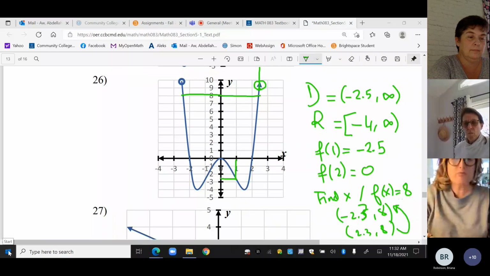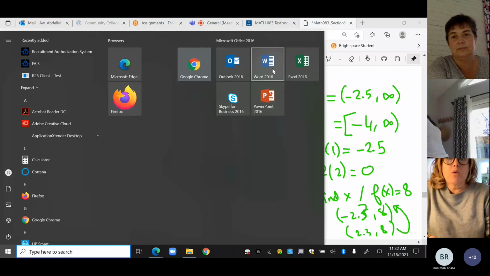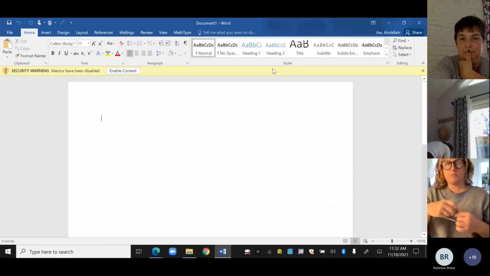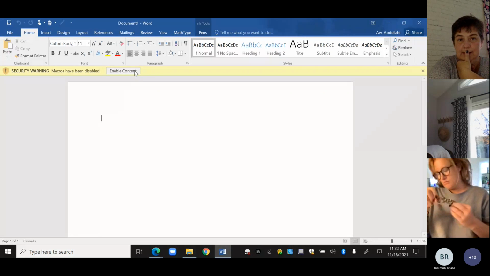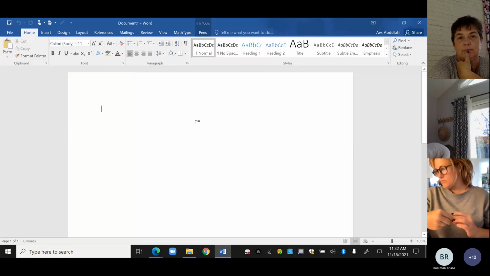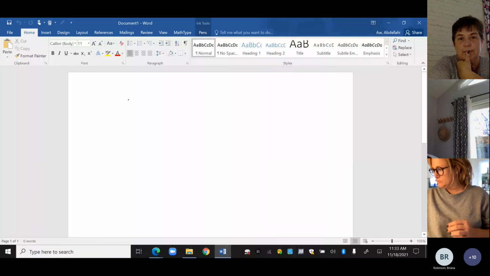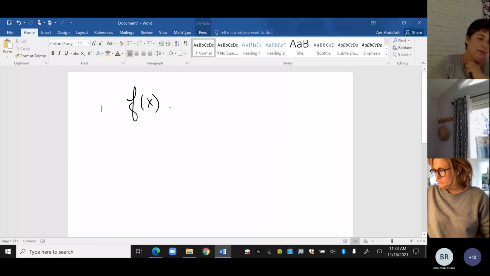Okay, so that is what we could do, reading the domain from the graph. Now we can also ask about the domain not from a graph. We can ask f of x equals 3 over x minus 5, and we ask you what is the domain. Find the domain.